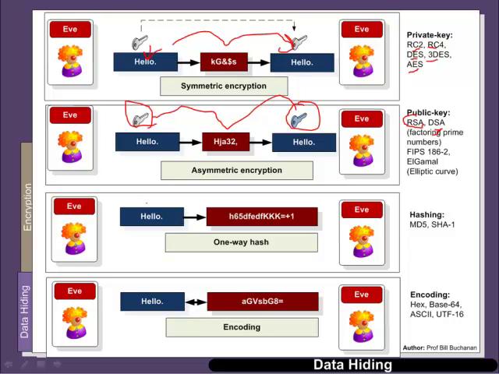We can also get an encryption process which is one way, and we typically define that as a one-way hash. With this method it should be computationally difficult to reverse the hash back into the original message. So typical methods that we have for hashing are MD5 and SHA-1. For encoding, information could be hidden through the usage of hex, base64, ASCII, UTF-16 and so on.